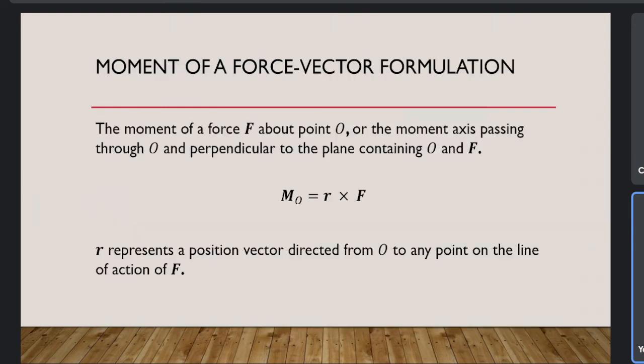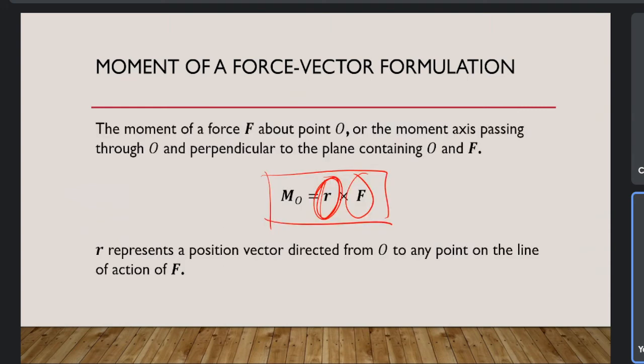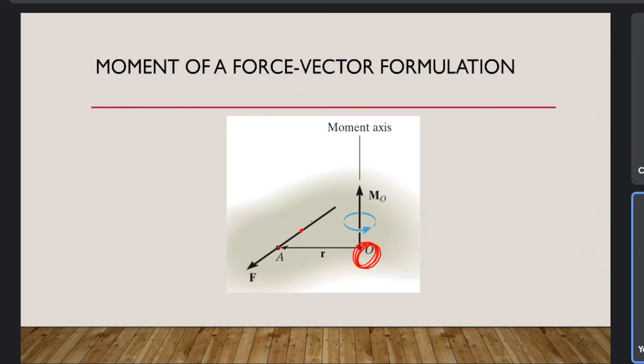Next one is the moment of force vector formulations. The moment of force F about the point O, or the moment axis passing through the O and perpendicular to the plane containing the O and F, can be written as moment Mo equals r times F, where this r is the position vector directed from the point O to any point on the line of action of the force F. You can see here. It can be here, it can be here, it can be here.